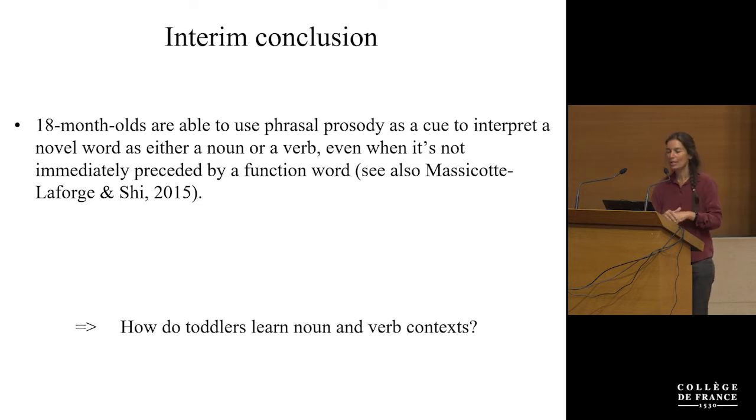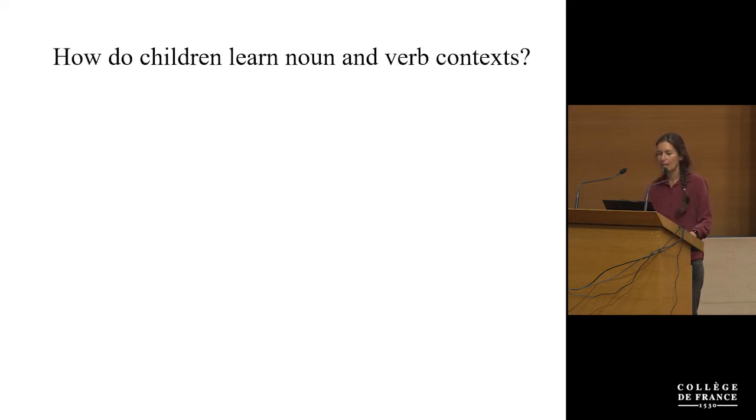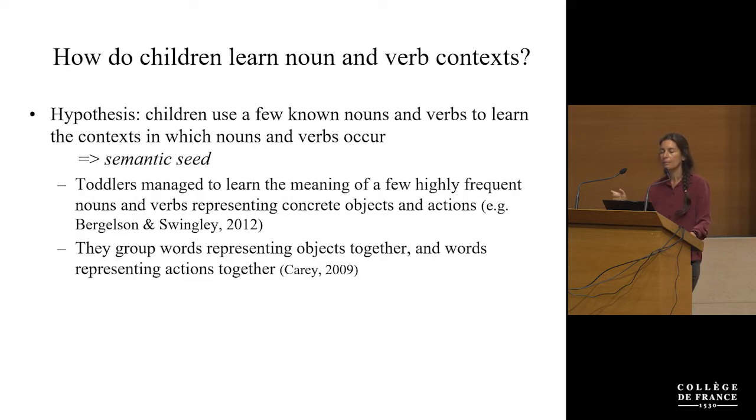And so the question is how toddlers manage to learn these noun and verb contexts, right? So the idea we put forward is that perhaps children rely on their knowledge of a few known nouns and verbs in order to learn the context in which they appear. So the idea would be like this.